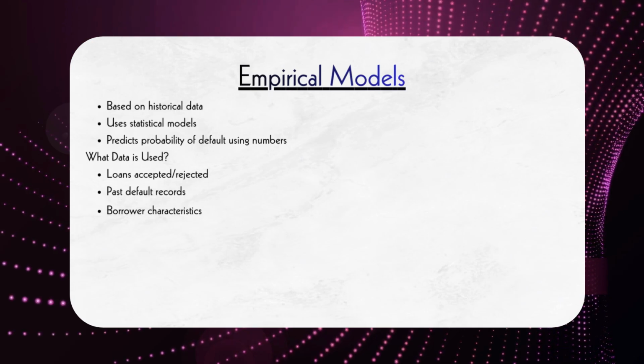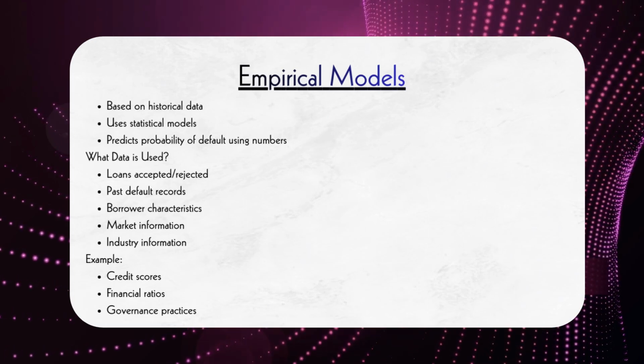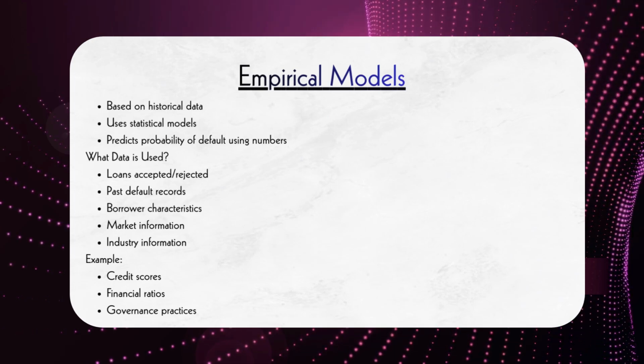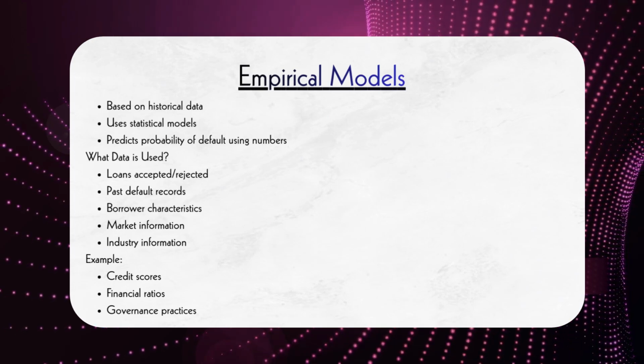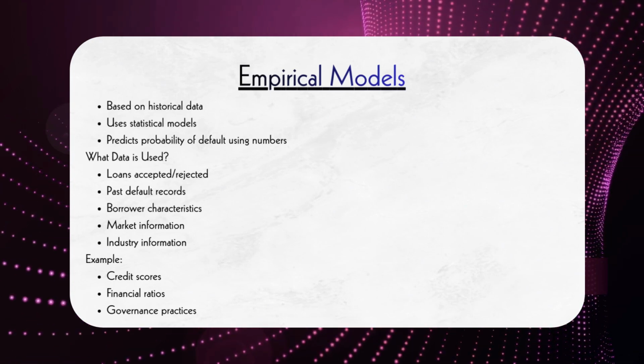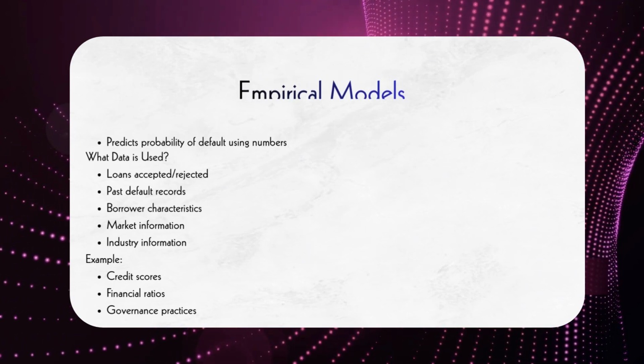Next, we have empirical models. These are data-driven models that use historical data and statistical techniques to predict default. Instead of relying on opinions, these models analyze past loan records, past defaults, borrower characteristics, financial ratios, and even market information. Machine learning methods are also commonly used here.